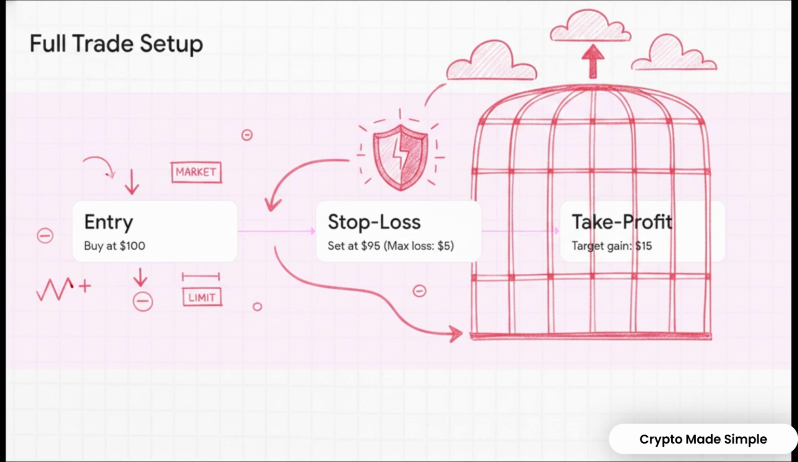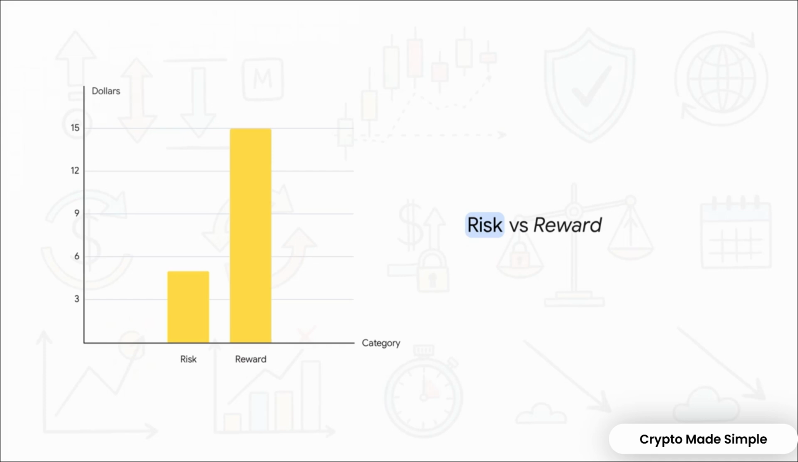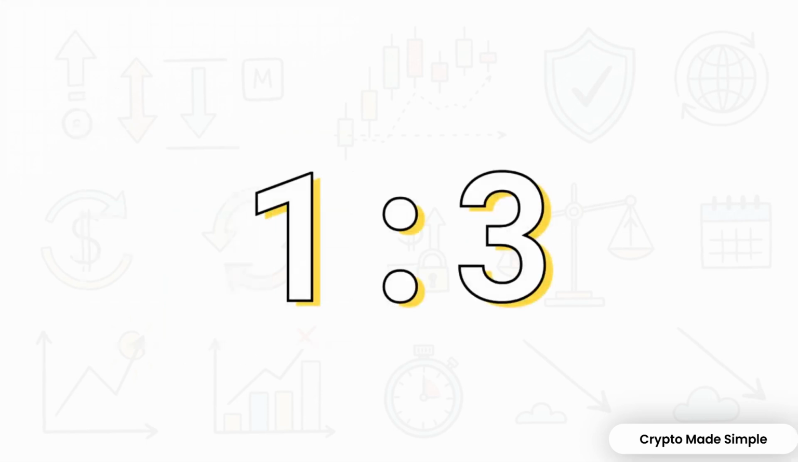Notice something here? You define your maximum loss and your target gain before the trade even has a chance to develop. Doing this completely removes all emotional decision-making in the heat of the moment. You've essentially built a protective, mathematical cage around your trade. Just look at how your defined $5 risk compares to that massive $15 potential reward. This creates a 1-to-3 risk/reward ratio. You're risking $5 to potentially make 15.